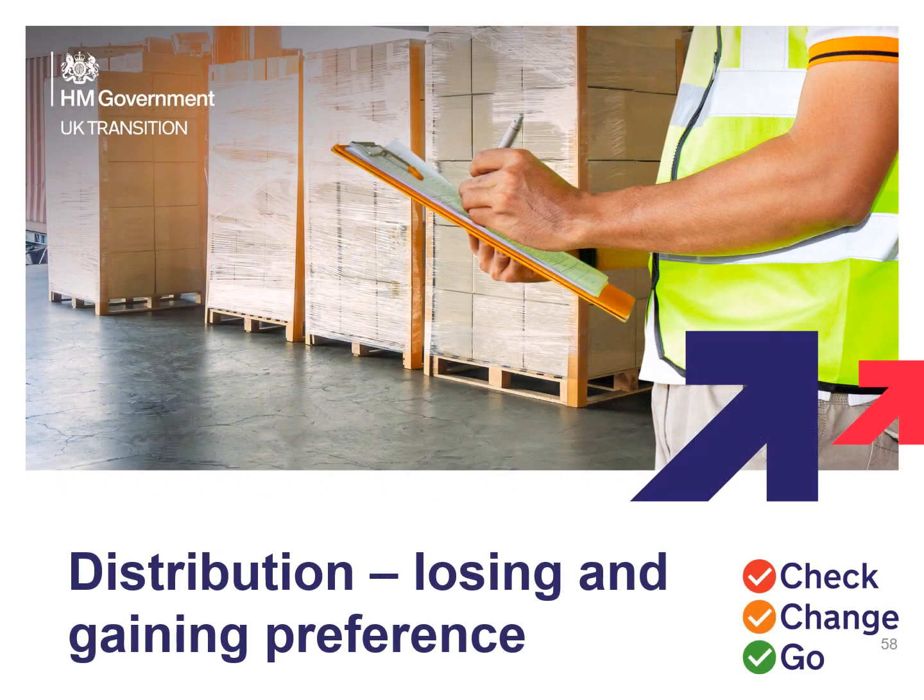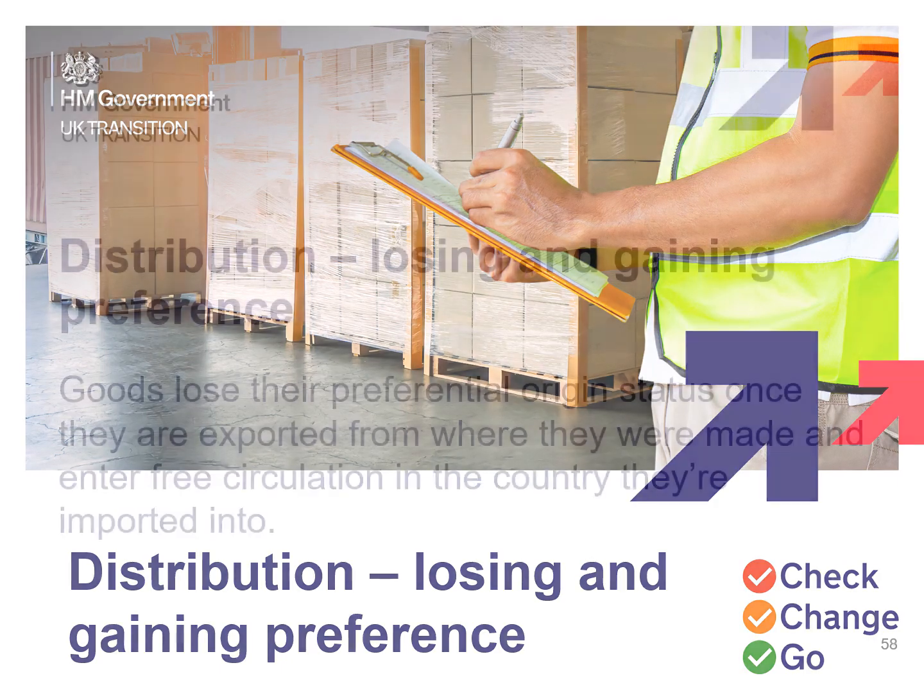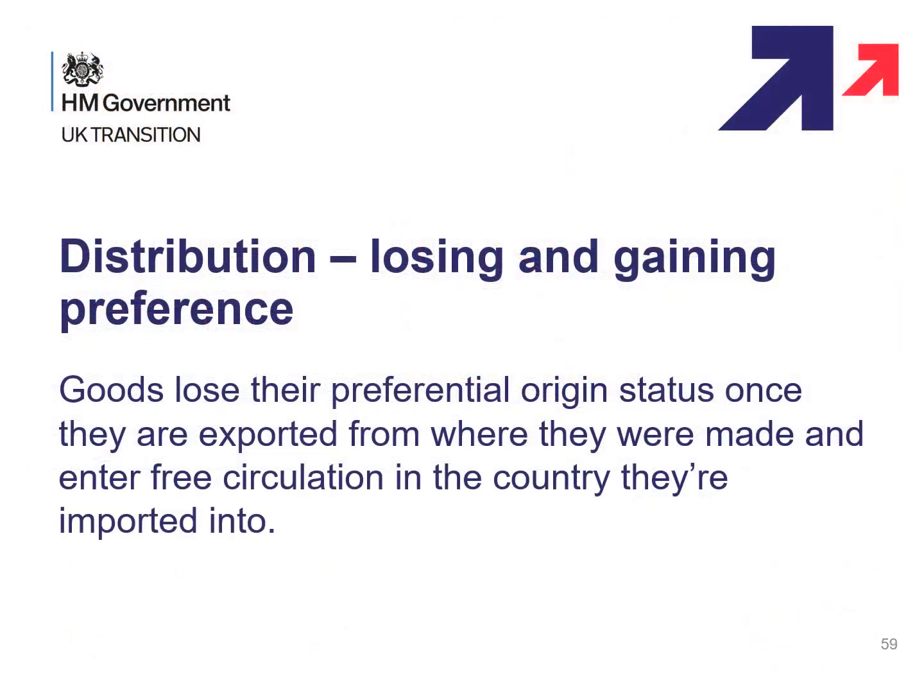Distribution: losing and gaining preference. Goods lose their preferential origin status once they are exported from where they were made and enter free circulation in the country they're imported into. Free circulation means after any duties or charges have been paid.